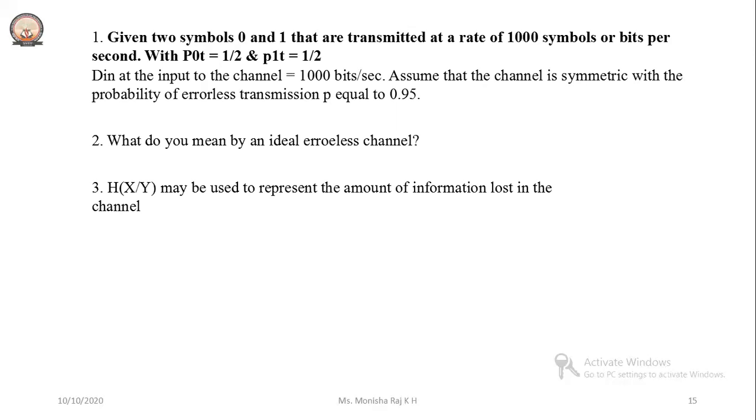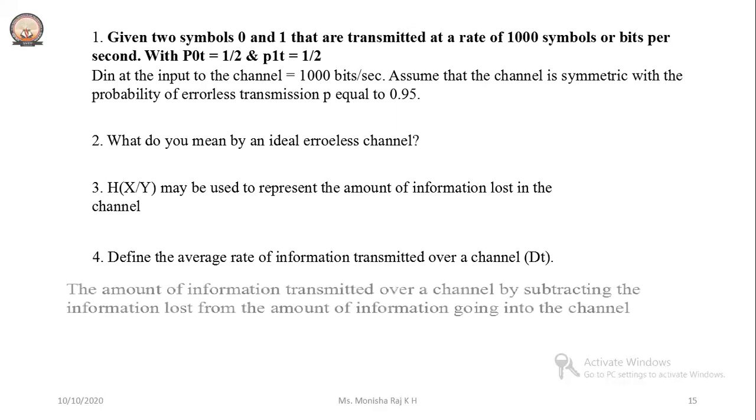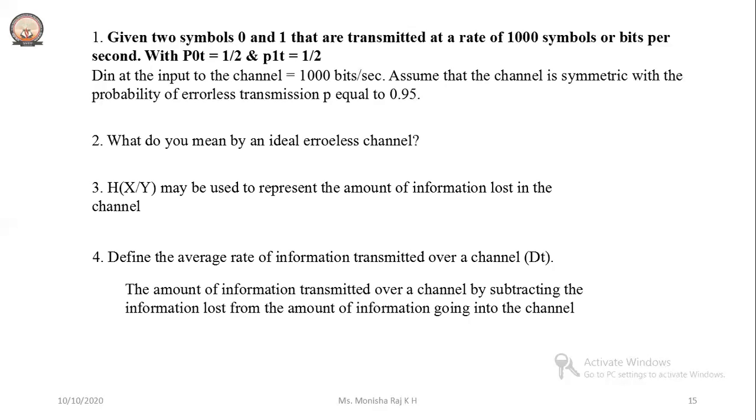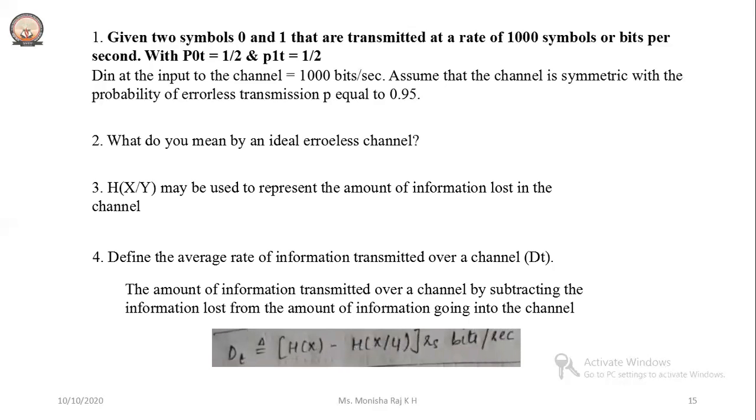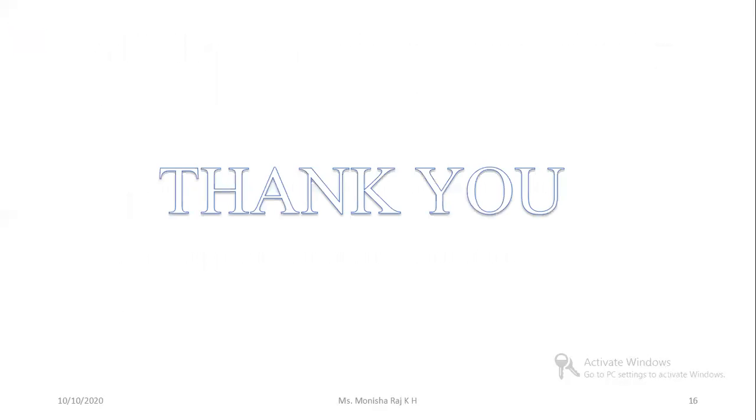Accordingly, we define the amount of information transmitted over a channel by subtracting the information lost from the amount of information going into the channel. That is, we may define the average rate of information transmitted, Dt, as the amount of information going into the channel minus the information lost, and it is given by Dt equal to H(X) minus H(X|Y) into Rs bits per second. This is about rate of information transmission over the discrete communication channel. Thank you.